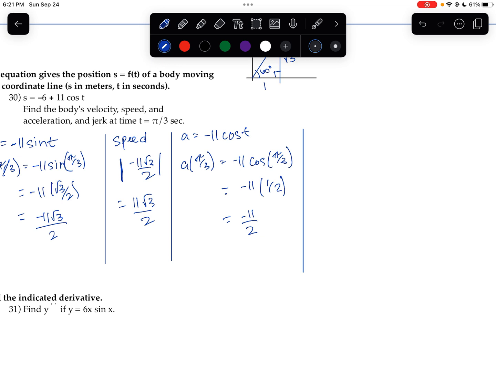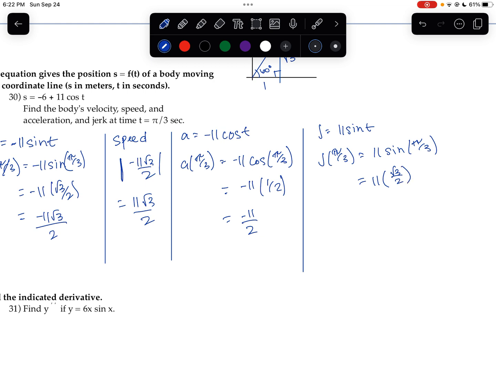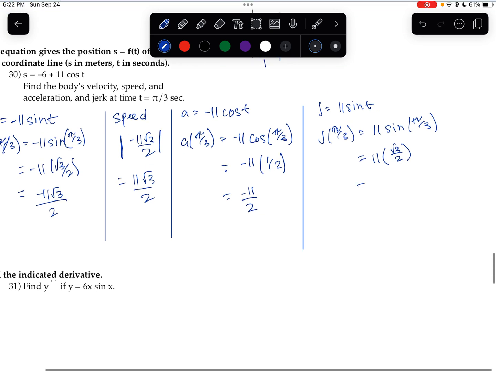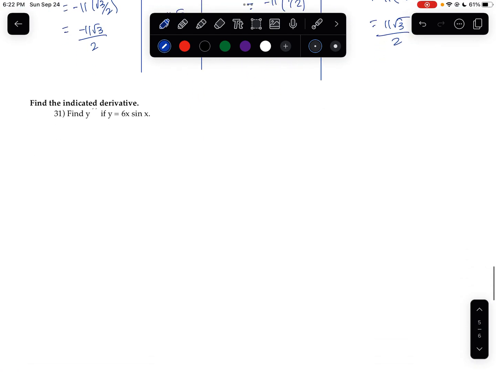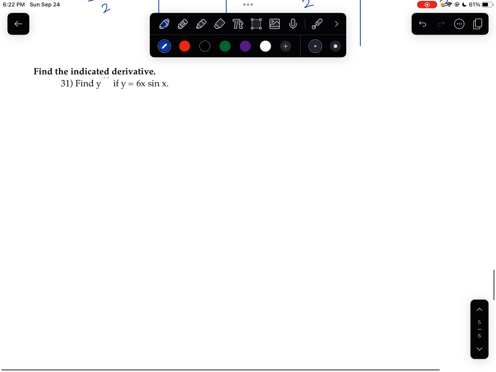And jerk would be the derivative of the acceleration. And so the derivative of cosine is negative sine. So negative 11 times negative sine would be 11 sine of t. And so jerk at pi thirds would be equal to 11 sine of pi thirds, which would be equal to 11 times square root of 3 over 2, which, yeah, just 11 square root of 3 over 2. And there you go.